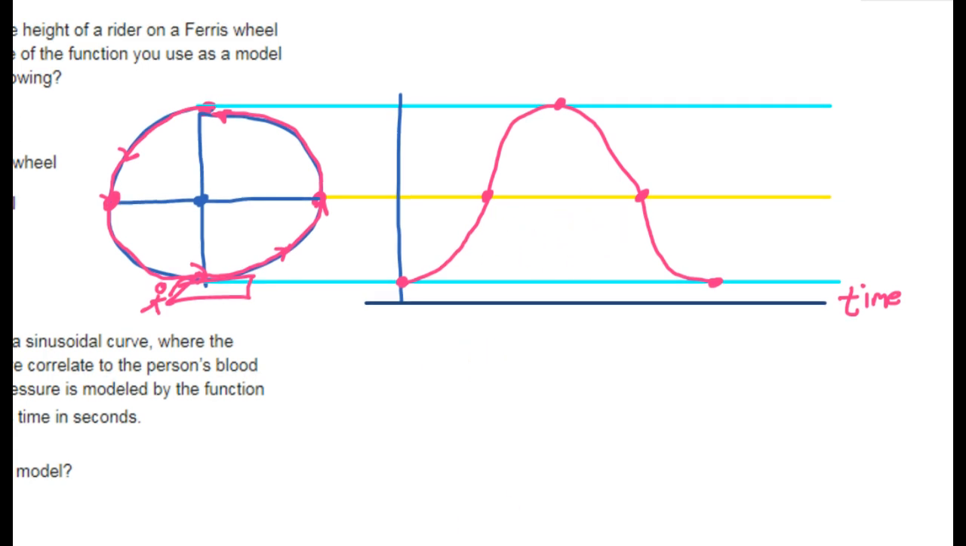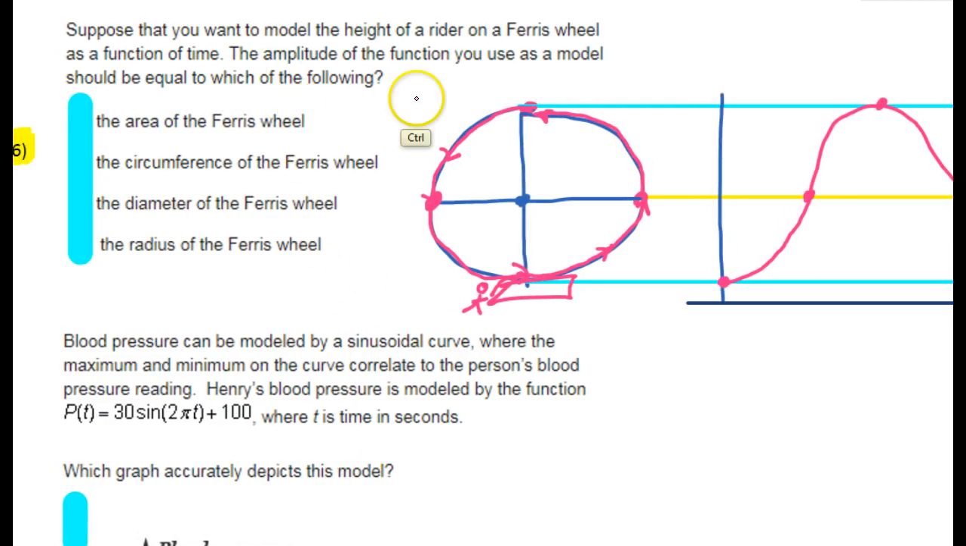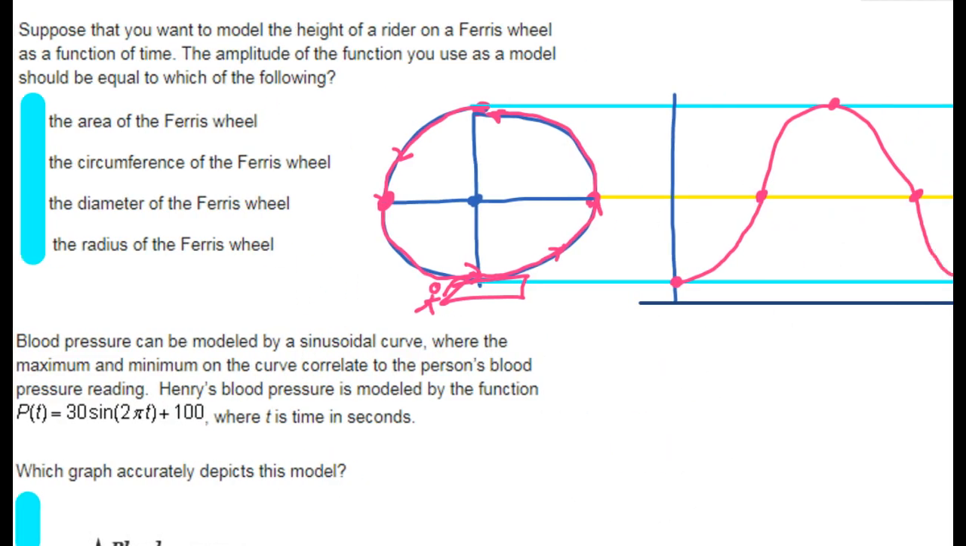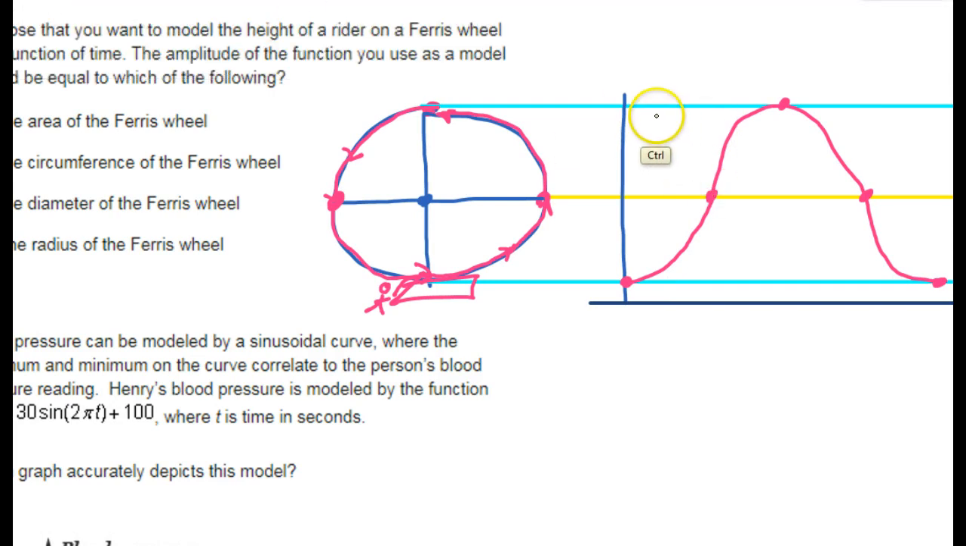So now they're asking about the amplitude. Look at this graph that we just drew. What part of this graph is the amplitude? Well, the amplitude is this part of the graph right here. The amplitude is how high I go above the midline, or how far I go below the midline. Either one of these is the amplitude. So this is the amplitude right here.